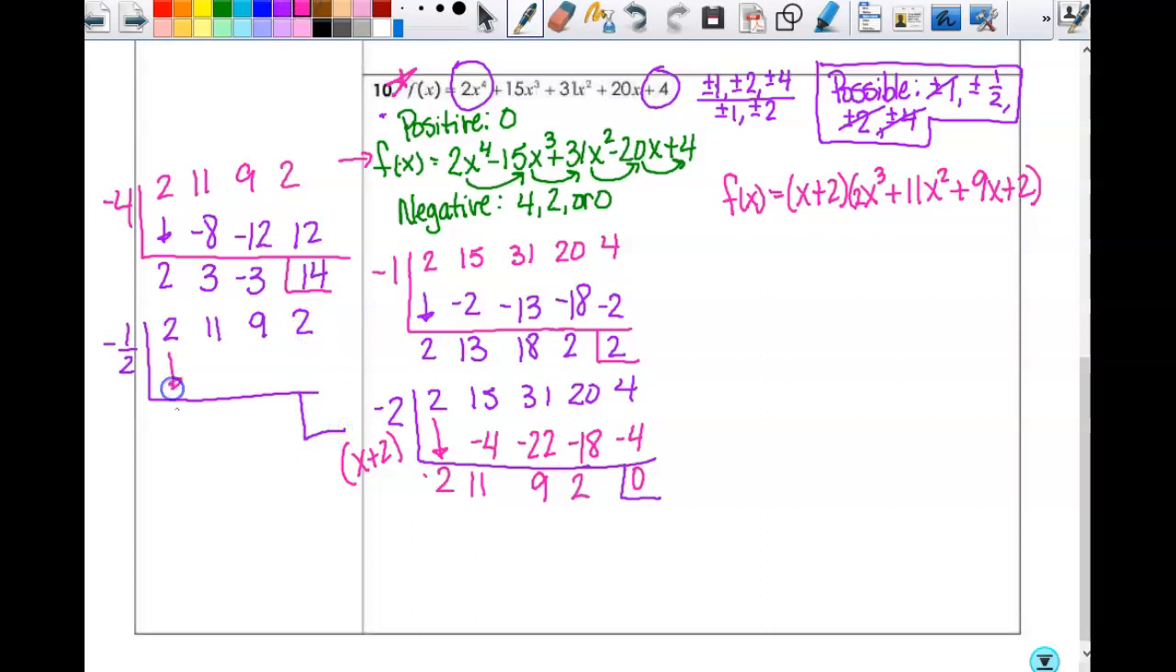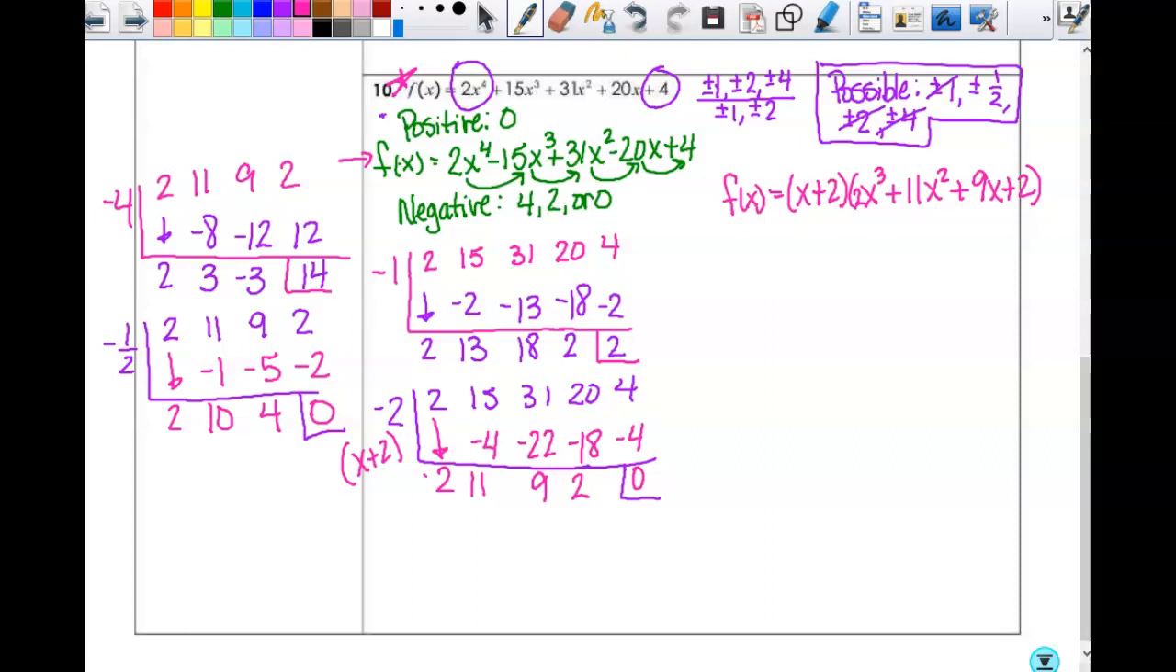So I can bring down the 2. So -1/2 times 2 is -1. And this gives me 10 times -1/2 is -5. This gives me 4 times -1/2 is -2. And that's 0. So that one works. Okay? So that means now that I get what I have here.